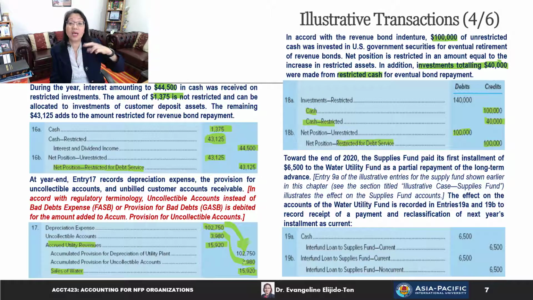Now we need to reclassify another 6,500 because in the next accounting period, another 6,500 will become due. So inter-fund loan to Supplies Fund current will then be debited to reinstate another 6,500 amount of inter-fund loan that becomes current. And we will credit inter-fund loan to Supplies Fund non-current 6,500. So we are reducing our non-current inter-fund loan to Supplies Fund by 6,500.